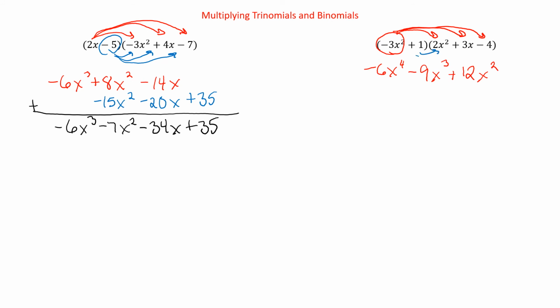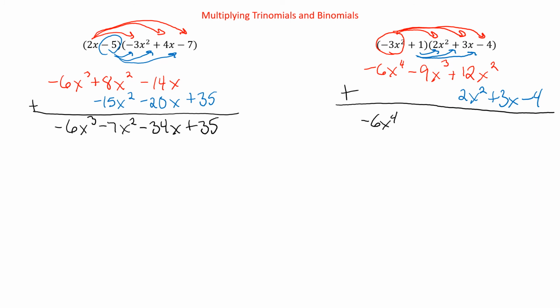And then the 1 gets multiplied. Well, when we multiply this by 1, we're just going to get the 2x squared plus 3x minus 4, because when you multiply something by 1, you get it. We can add these together. Notice, again, when I put my numbers, I grouped them so that the like terms were next to each other. So I can see that the only x to the fourth is this minus 6x to the fourth. The only x cubed is this minus 9x cubed. We have 12x squared plus 2x squared is 14x squared. And then we only have that one 3x and the minus 4.